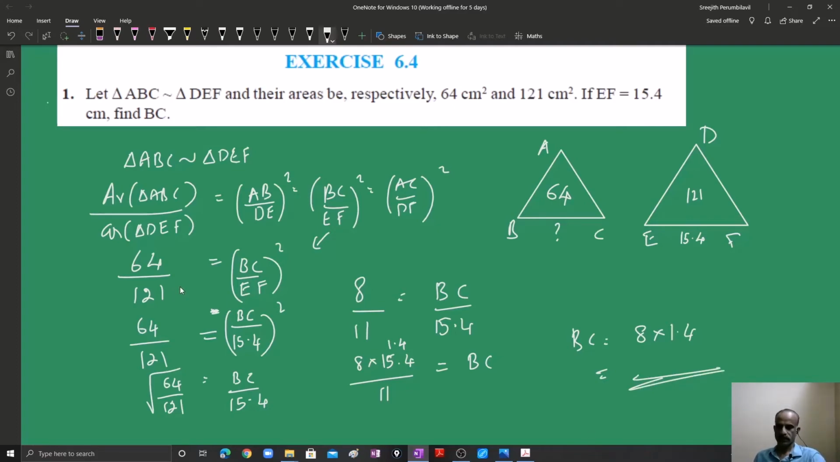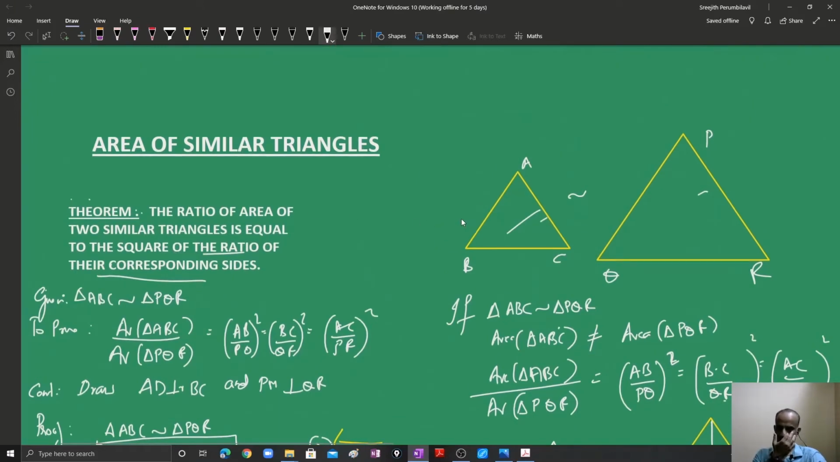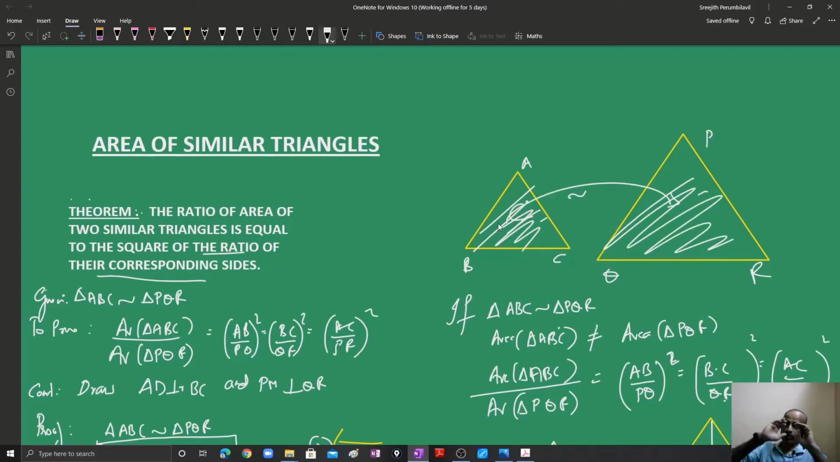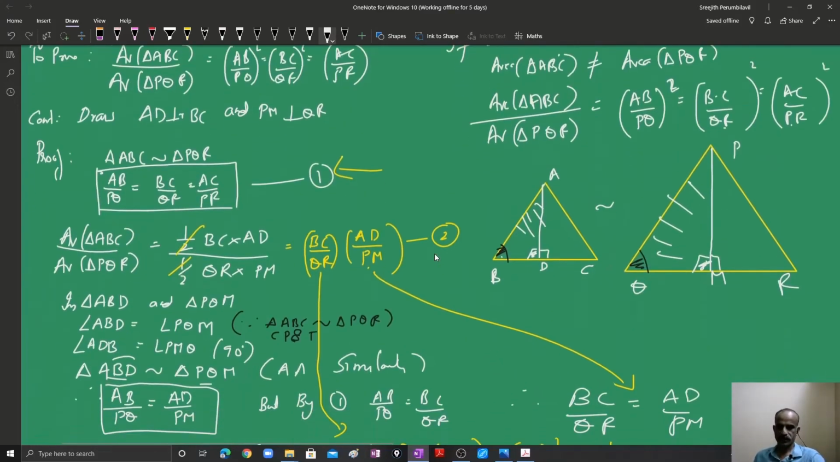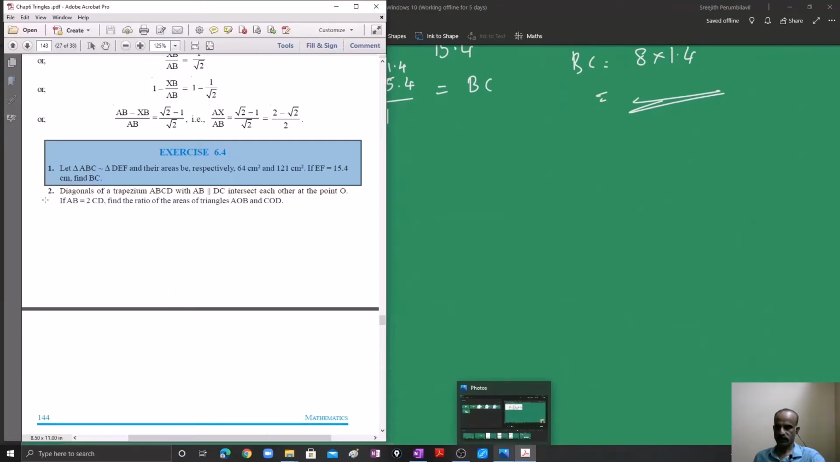Got the idea? Clear or not? So I come back to the theorem. The theorem says that if two triangles are similar, then the ratio of their areas will be equal to the square of something. Square of what? Ratio of their corresponding sides. So let us continue with the next question from the exercise.